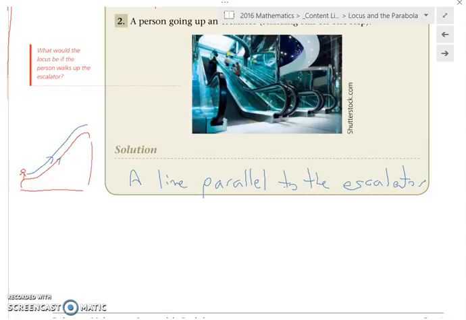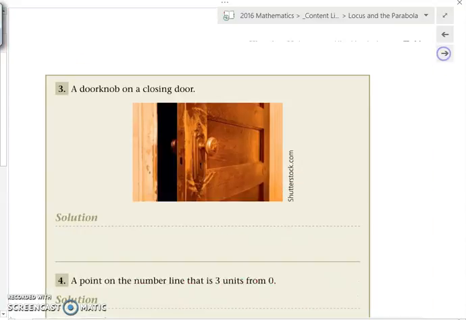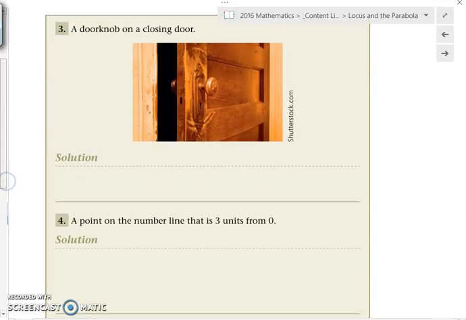Now they've also got the little thing, what would be the locus if the person was walking up the escalator? Just think about that. Next one is a doorknob. What would be the locus of a doorknob on a closing door?